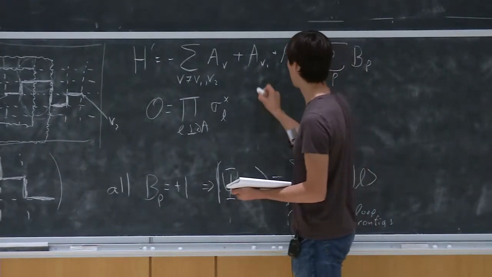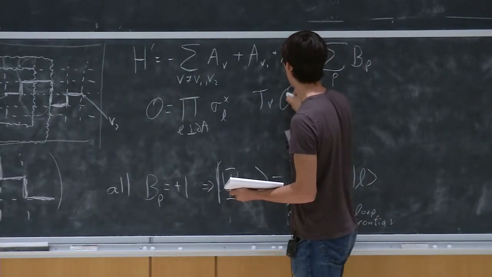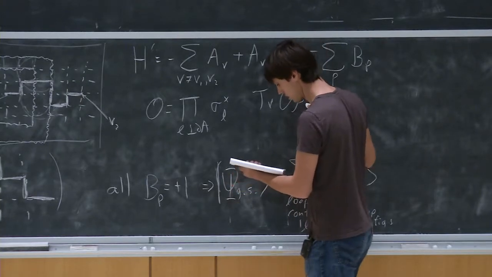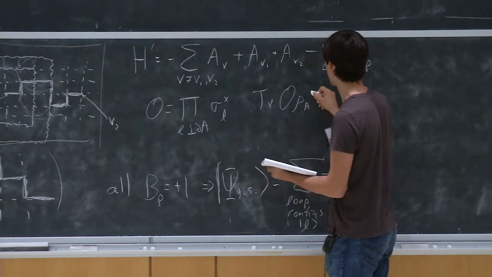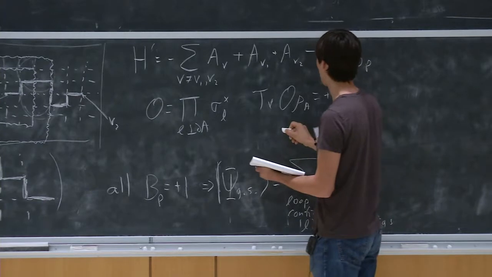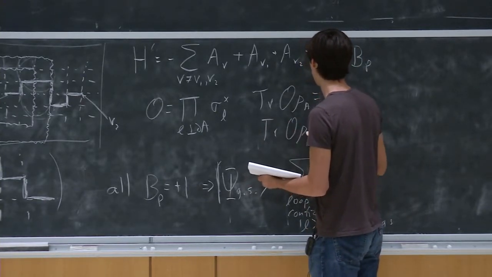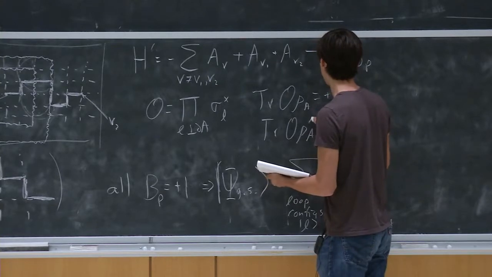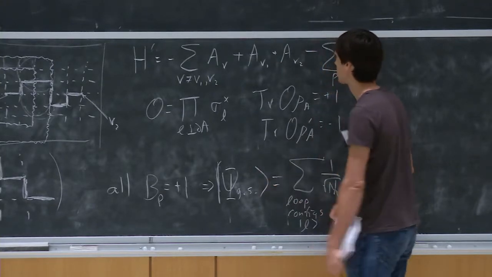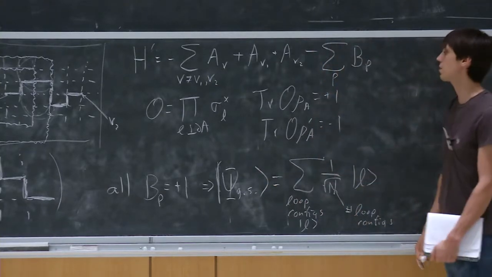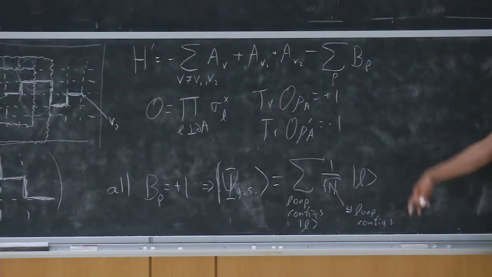So then the expectation value of this in the original ground state, reduced density matrix on A, is +1, while its expectation in the perturbed ground state is -1. That means that rho A and rho prime A must be very different, because your expectation with respect to this operator is different.